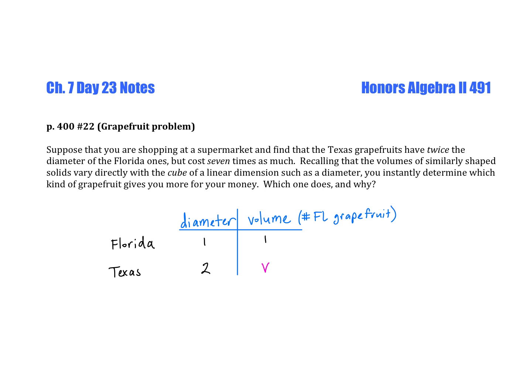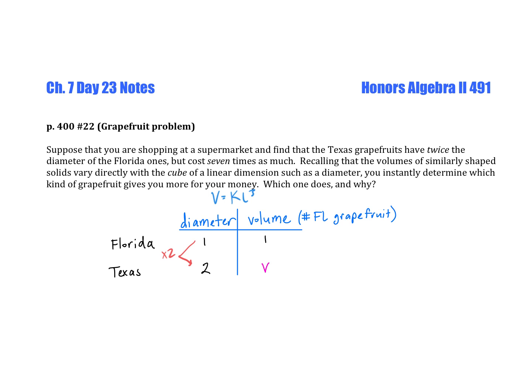So again, we're going to be comparing a linear dimension, diameter, to volume. So it's just reminding us that volume is directly proportional to the cube of that linear dimension. So if I've already created a table, go ahead, create this table. I'm just going to talk about the Florida. I don't know the diameter of a Florida grapefruit, so I'm just going to call it 1 because it's easier to work with. The volume, again, is just 1 Florida grapefruit, okay? So then I know that a Texas grapefruit is twice the diameter, so all I have to do is multiply this by 2.